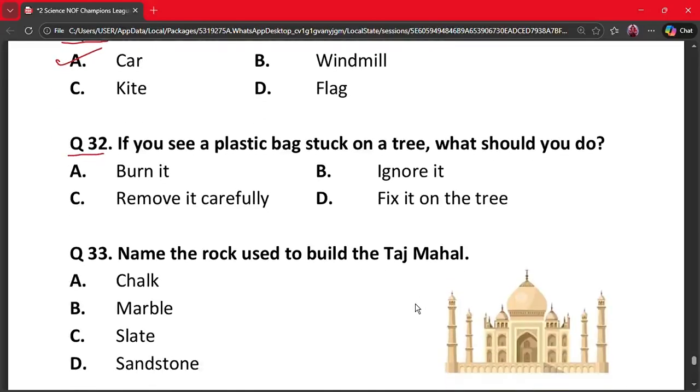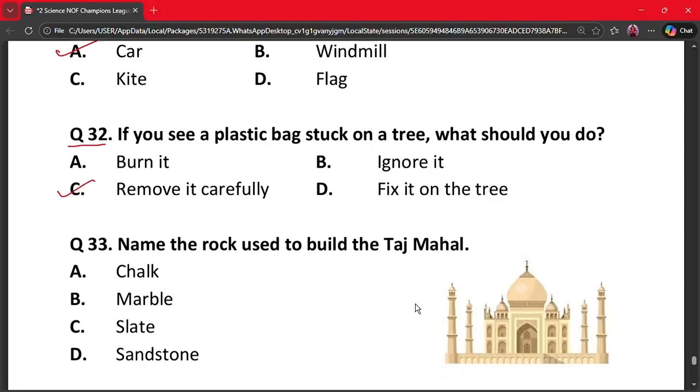Question number 32. If you see a plastic bag stuck on a tree, what should you do? A. Burn it, B. Ignore it, C. Remove it carefully, and D. Fix it on the tree. The correct answer is option C. Remove it carefully. Plastic harms trees and the environment, so removing it carefully helps protect nature. So the correct answer is option C.